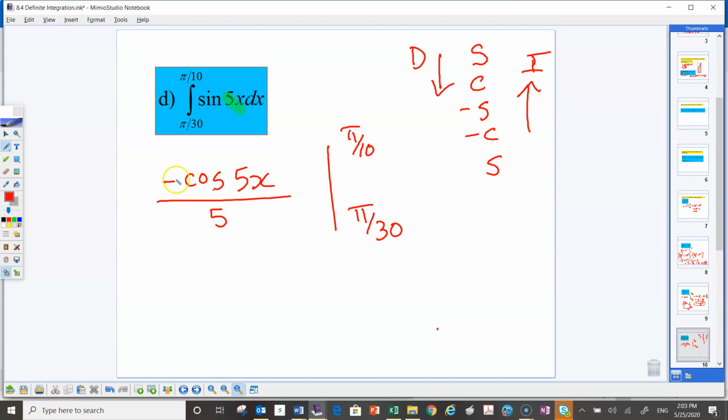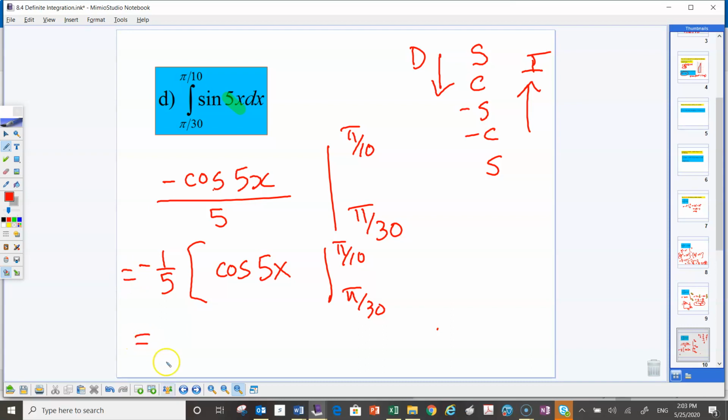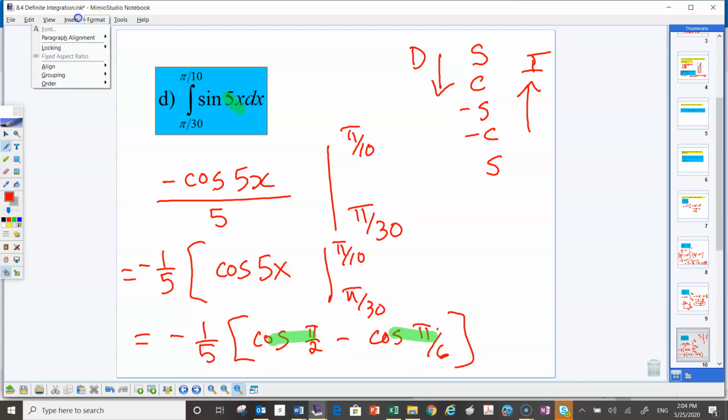I'm going to pull the negative 1/5 out, because it's a constant. And then this is cos 5x being evaluated from pi over 10 to pi over 30. Right away you might be saying, well, pi over 10 and pi over 30 aren't exact angles. You're right, but once we substitute them in, I'm going to get cos of 5 times pi over 10, which becomes pi over 2, minus, when I plug in pi over 30, 5 pi over 30 is going to be pi over 6. Now you should recognize that these are exact values.